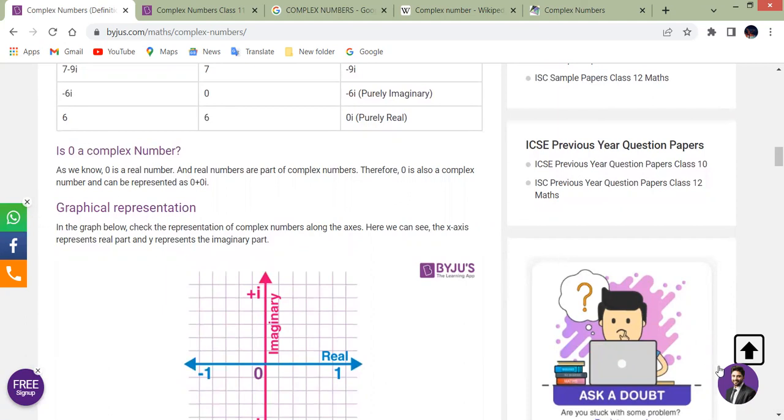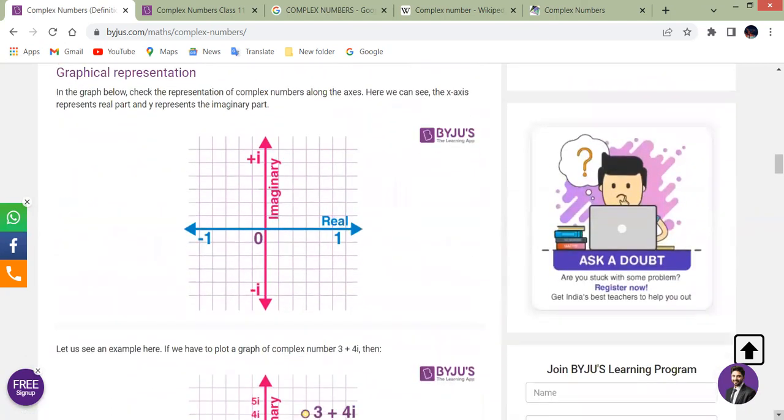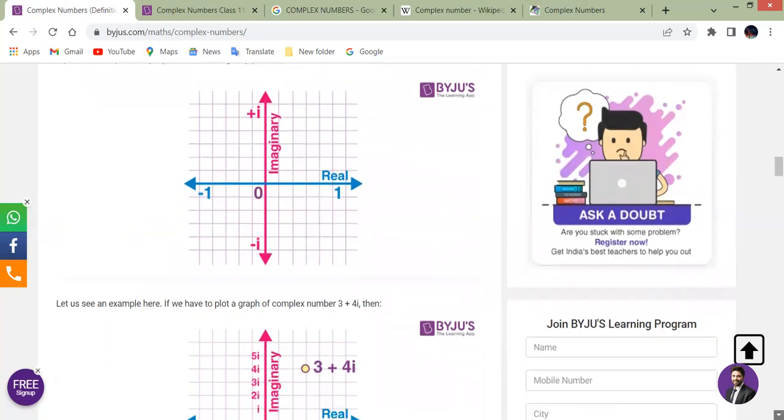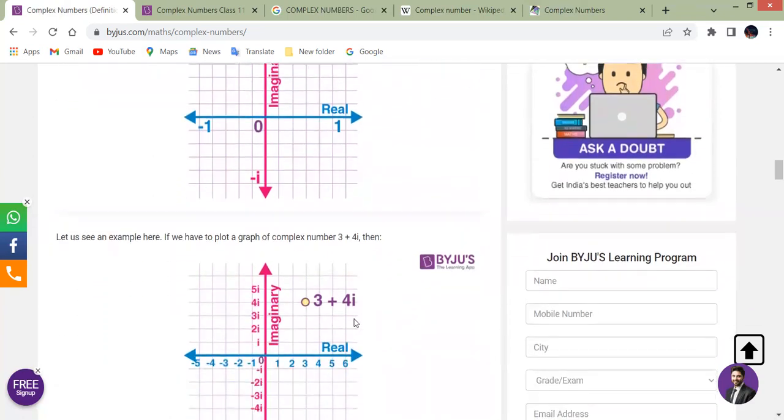The graphical representation is the same as the graphical representation of real numbers. This is the real axis, this is the imaginary axis. Here we put real values and here we put imaginary values. If there is a question, 3 plus 4 iota, and we have to find the quadrant: this is the first quadrant, second, third and fourth quadrant. You can also write 3 plus 4 iota in ordered form. So in ordered form this will be 3 plus 4 iota.